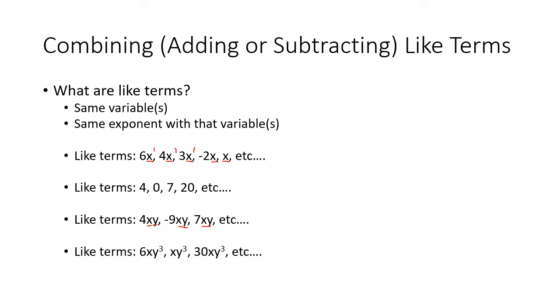So it also has this 3. So the y is to the third power. So it's x y to the third power on each one of these. Because they have the same exponent and the same variable, they are considered like terms. That means they can be added or subtracted together.